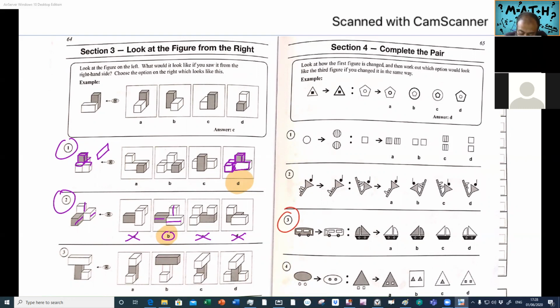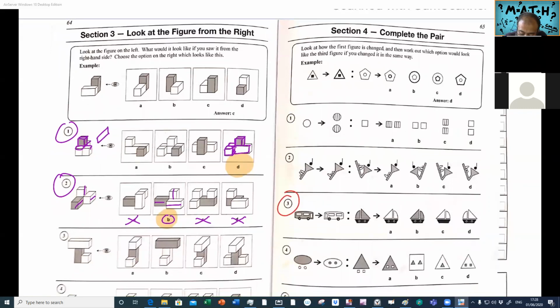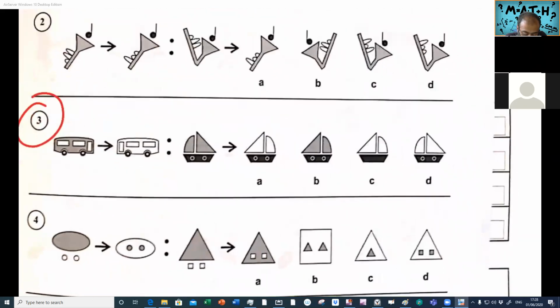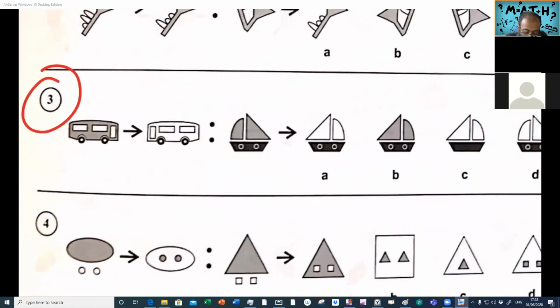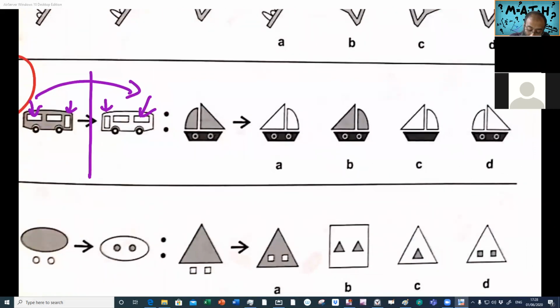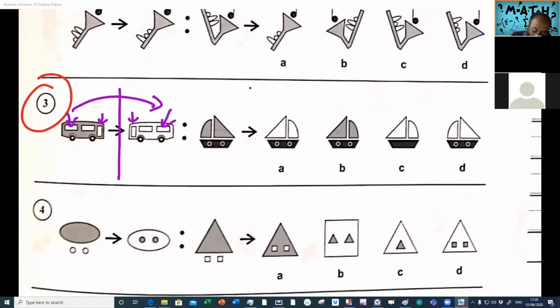Okay, section number 4 now, complete the pair. All right, let's have a look what's happening. So we have a gray bus, and it looks as though it is reflecting and making a white bus. So we've got a mirror here, and it's flicking over, because the doors are at the front and the window at the back is the window at the back, so it's definitely a reflection.